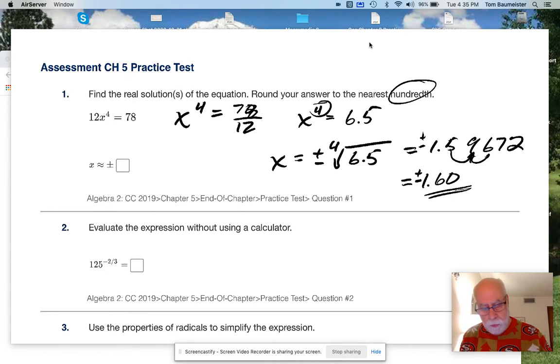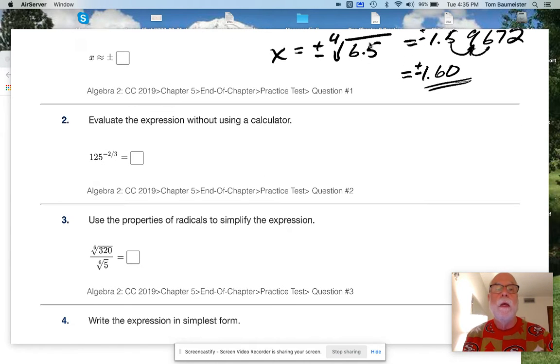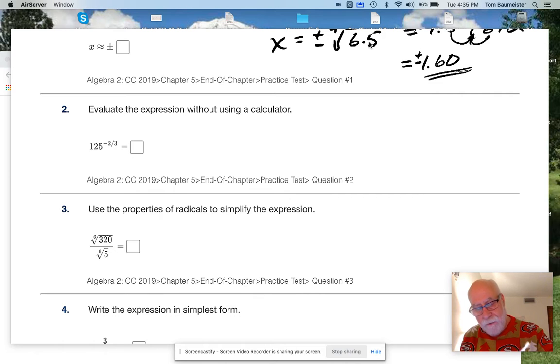All right, number 2, evaluate the expression without using a calculator. So remember, if I have a negative exponent, all I have to do is move it to the bottom. So I'll have 1 over 125 raised to the 2/3 power. So it just made it a fraction. Remember, if it was negative on the bottom, we'd move it up to the top.